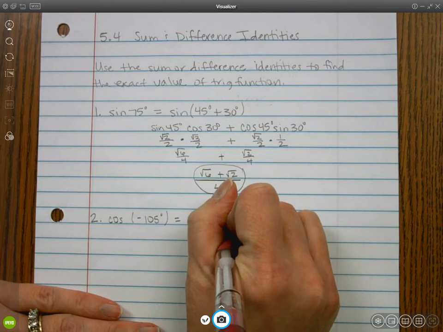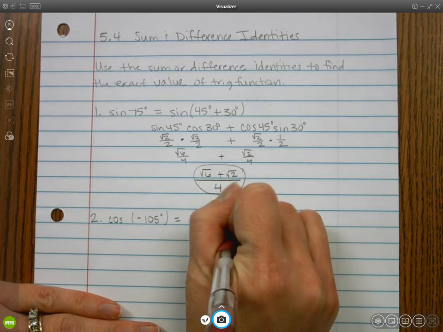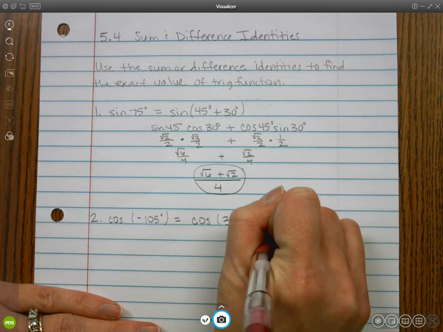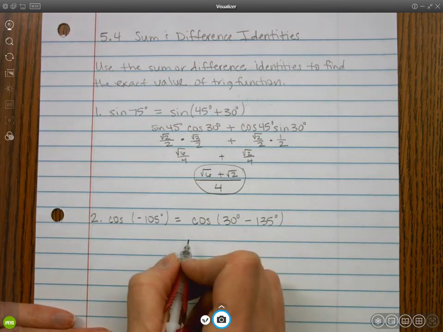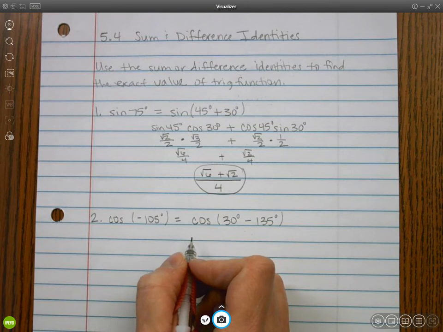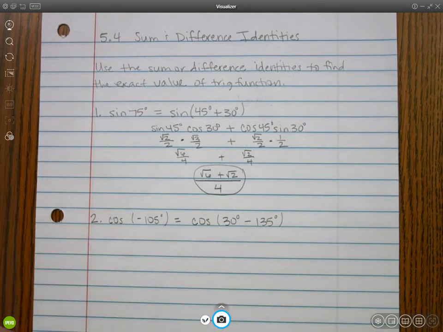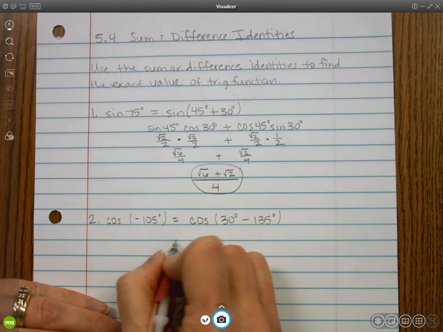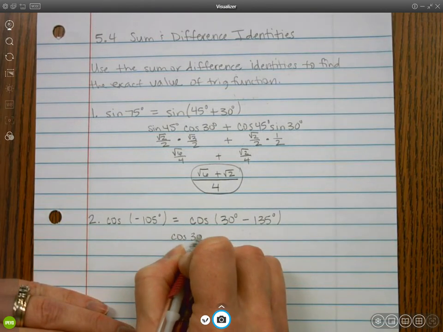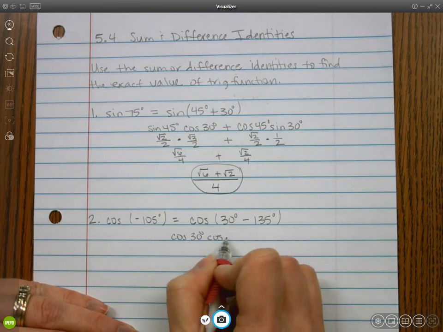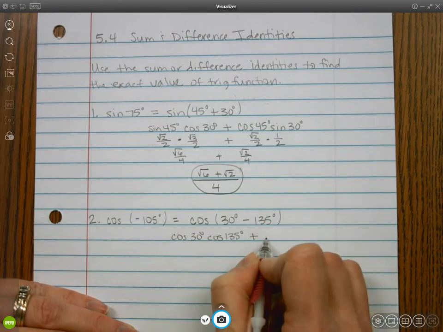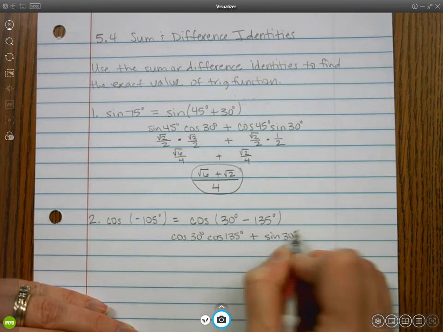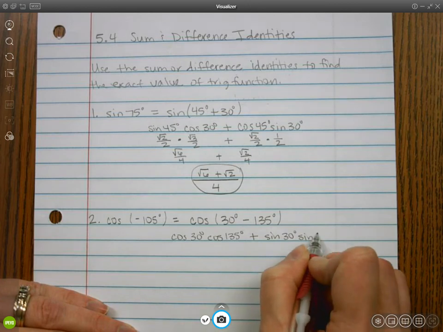So let's say we do 30 minus 135. All right, so for cosine, you do cosine of both, change the sign, sine of both. So hopefully that makes some sense if you're looking at those identities. So we're going to do cosine of 30 times the cosine of 135. Change it to plus. Then we'll do sine of 30 times sine of 135.